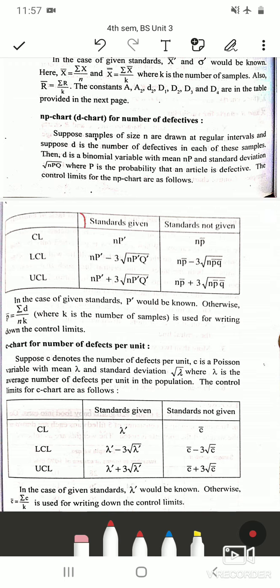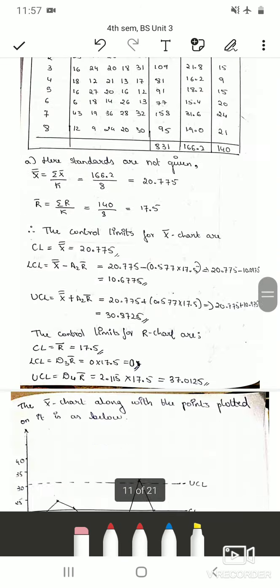When standards are given, the central line is NP dash, the lower control limit is NP dash minus 3 sigma limit, where sigma is the root of NP dash Q dash. What is Q dash? It is 1 minus P dash again. For the upper control limit there will be a plus. When standards are not given, the central line is N P bar. The lower control limit will be N into P bar minus 3 times the sigma limit, and the upper control limit will be plus 3 sigma limits. And what is this P bar? It is summation d by n into k. What is this d? It is the number of defectives which is given in the observations.